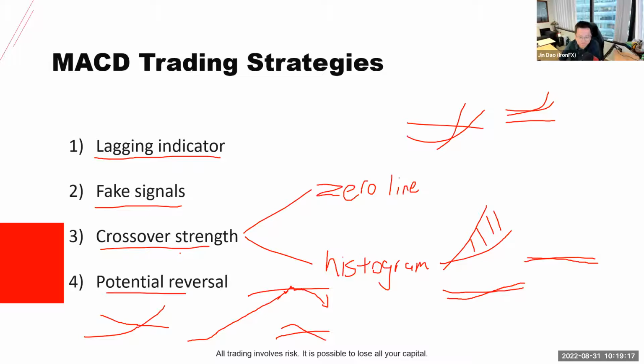Okay, so a few things to consider when you're looking at MACD trading strategies. Lagging indicator, just remember it's a lagging indicator, it could give you some fake signals, right? No indicator is ever 100%. So it could give you some fake signals because it is lagging. In terms of considering the strength of the move, you look at the crossover strength, you consider the zero line and the histogram, and then you use it at support or resistance levels to help you identify a potential reversal in price as well. Okay.